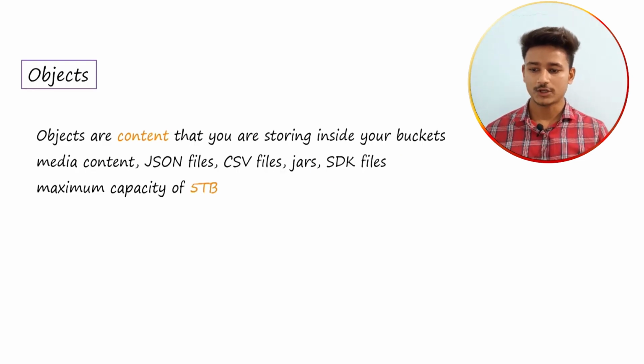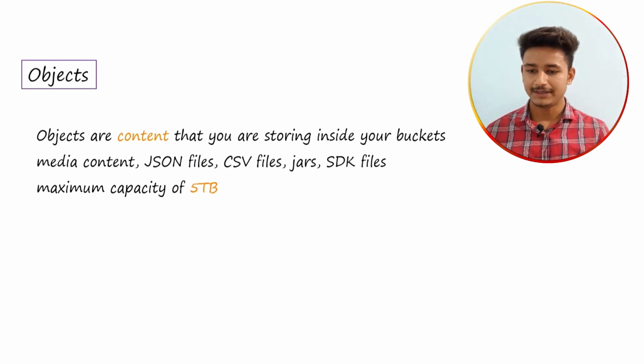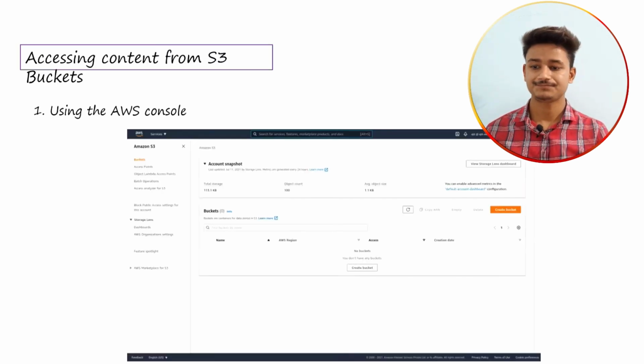Then comes what objects are. As I mentioned earlier, objects are the contents that you are storing inside your buckets: media content, JSON files, CSVs, JARs, SDK files, and the maximum capacity is 5 TB per object. There are 100 buckets, which means 100 times 5 terabytes of storage.